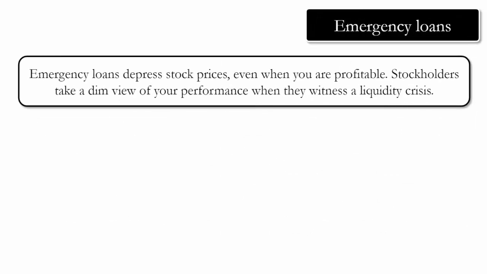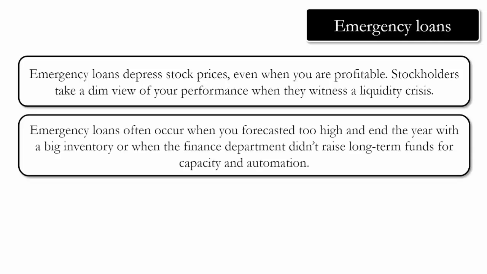Emergency loans depress stock prices even when you are profitable. Stockholders take a dim view of your performance when they witness a liquidity crisis. Emergency loans often occur when you have forecasted too high and end the year with a big inventory, or when the finance department did not raise long-term funds for capacity and automation through bond or stock issues.